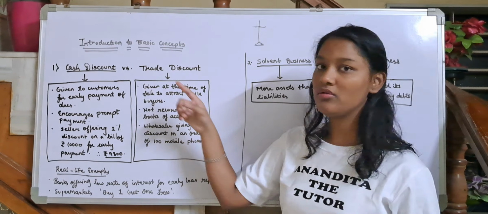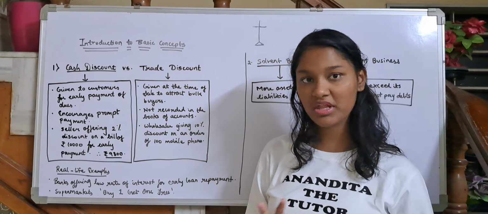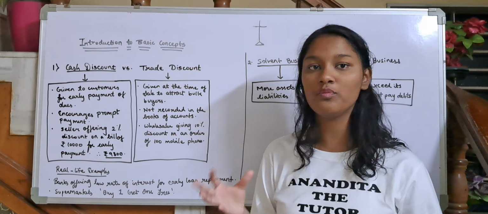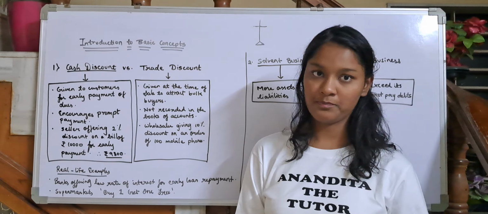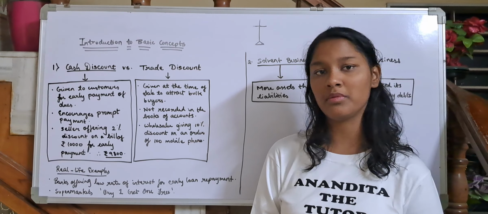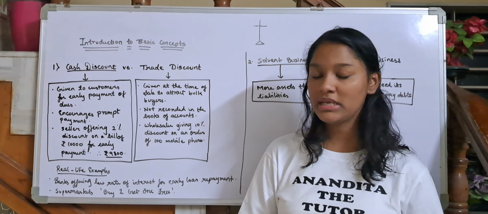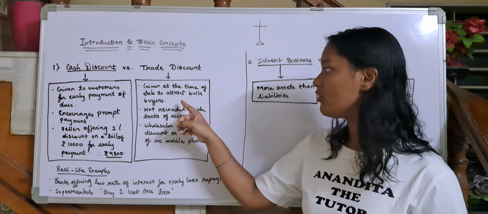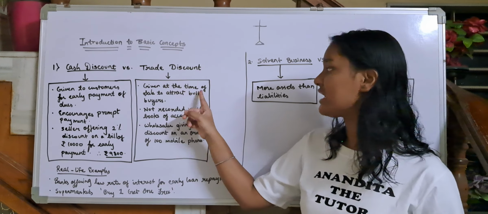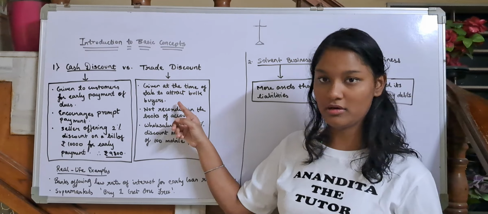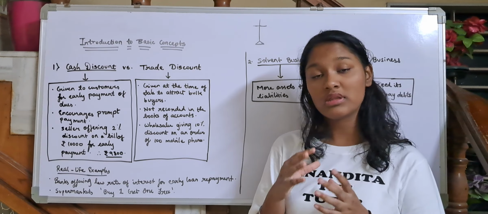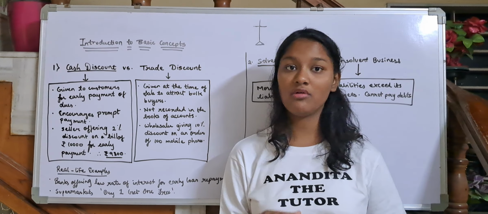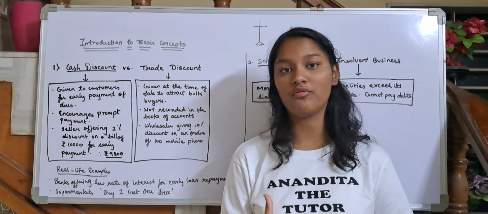And what is trade discount? This is given to all the customers by default. Cash discount is given only to those customers who paid the dues immediately. Trade discount is given to any customer. You pay the money immediately or not, that is not a factor in trade discount. It is given at the time of sale to attract bulk buyers. So this trade discount is given when the seller wants to sell more and more of his products.